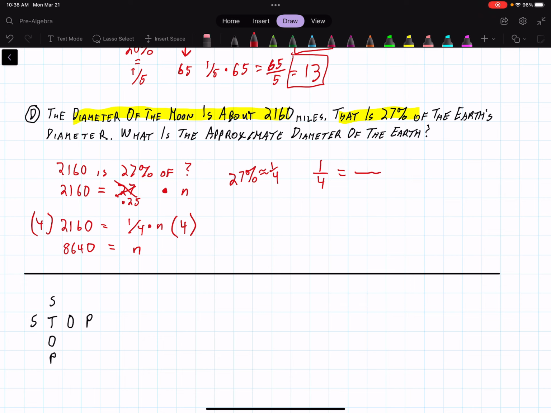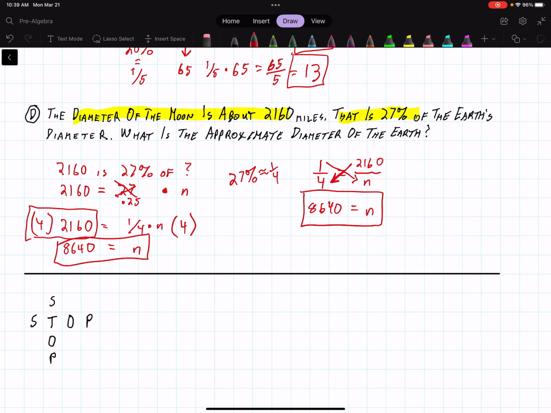We multiply those across, and we just did it right here. This problem right here is 4 times 2160. So coming down to the left on our proportion here, 4 times 2160 is 8640, and 1 times n is just n. So if we label either one of these two with miles, we now have our answer. And that's the lesson.